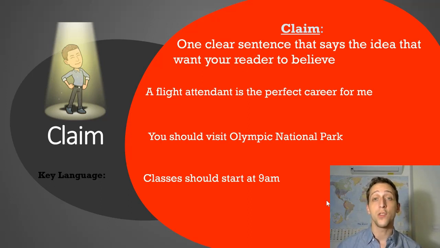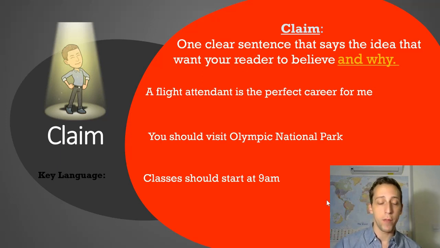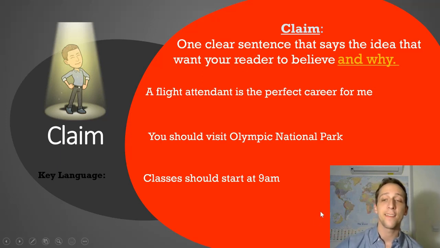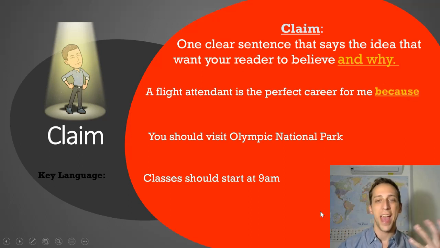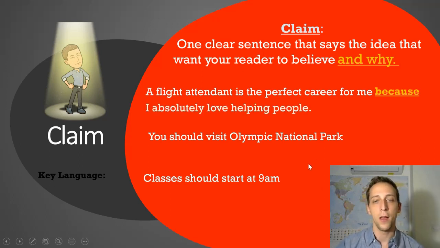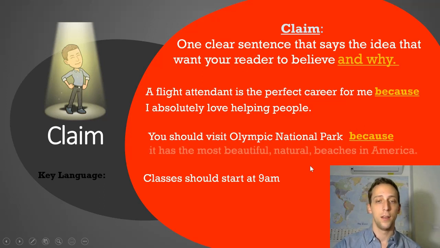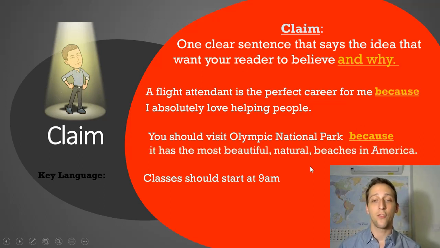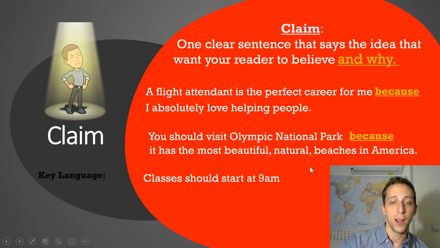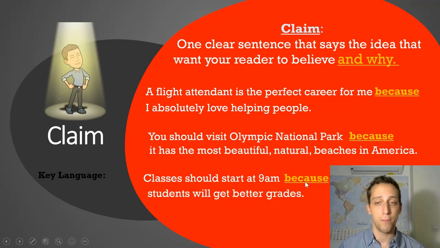But I also need to say why. So that word that we always use every day in class, because. So we have our clear sentence, and then we add because to make that a complex sentence, right? So a flight attendant is the perfect career for me because I absolutely love helping people. You should visit Olympic National Park because it has the most beautiful natural beaches in America, where classes should start at 9 a.m. because students will get better grades.